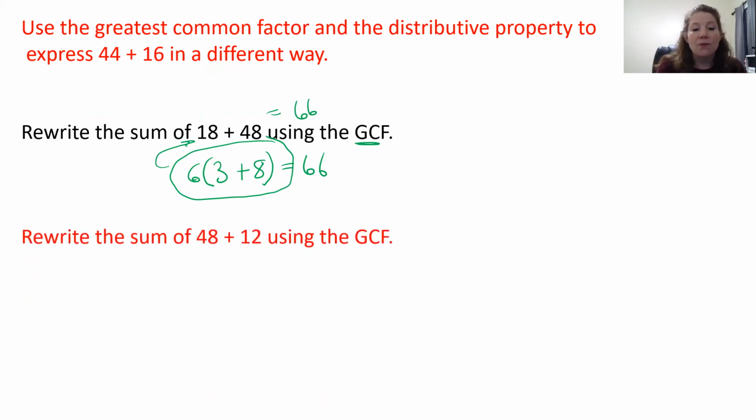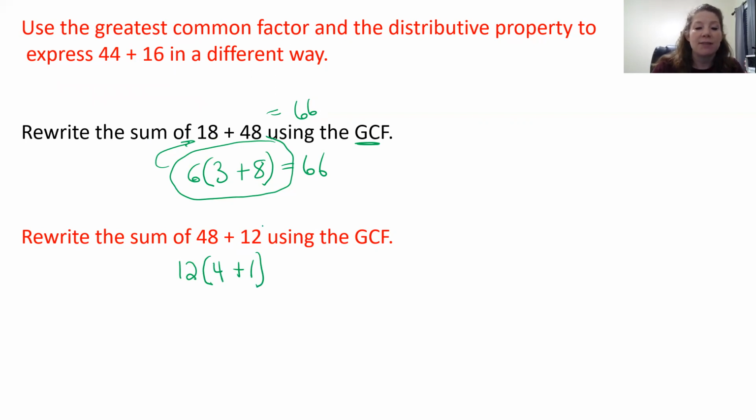All right, what about 48 and 12? Well, we know our greatest common factor... no, it's not 6. It's 12. Both of those numbers are divisible by 12. So 48 divided by 12 is 4, and 12 divided by 12 is 1. So I have rewritten this sum using the greatest common factor.